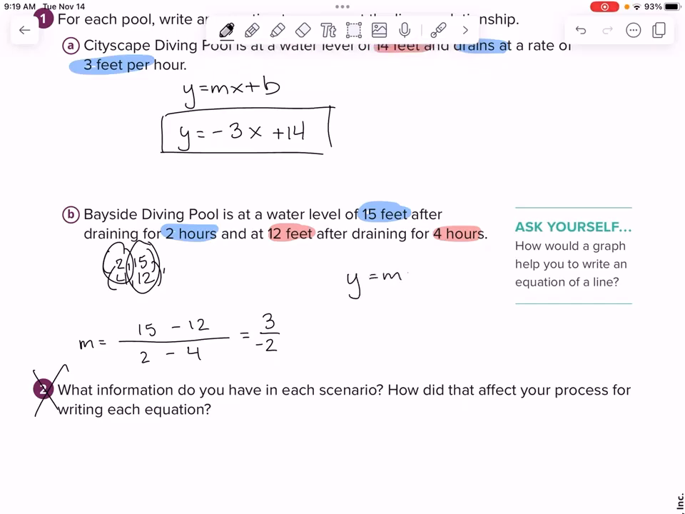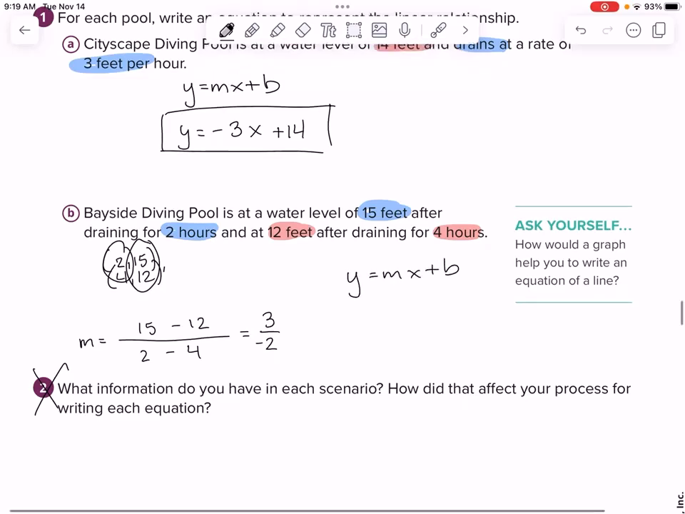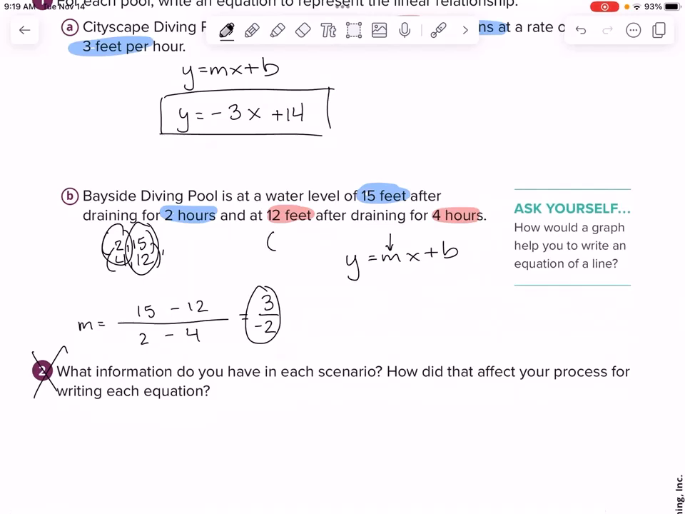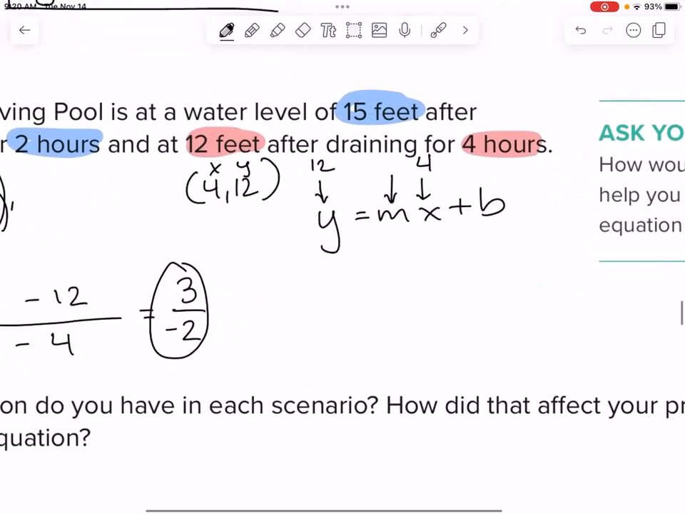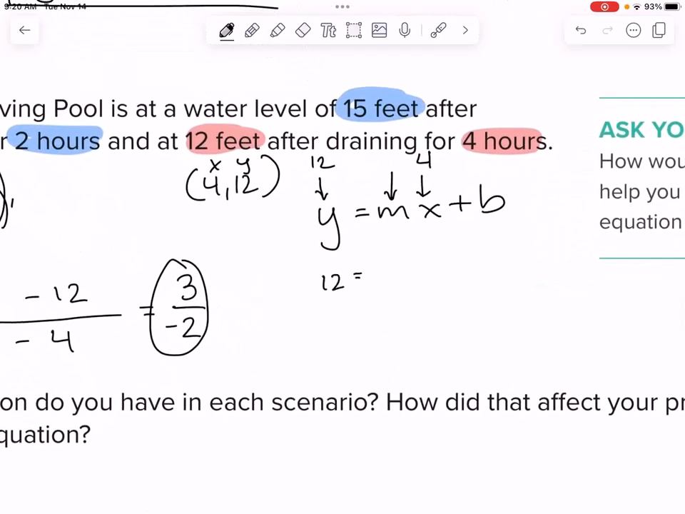So let's put y equal to mx plus b. I'm going to plug in this in for m, and I'm going to take either blue or red. Let's take the red point, which is 4, 12. This is x and this is y. So I'm going to plug in 12 in for here, and 4 in for here. Okay, so let's rewrite this. This will be 12 equal to negative 3 halves times 4 plus b.